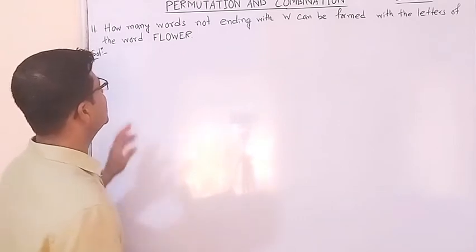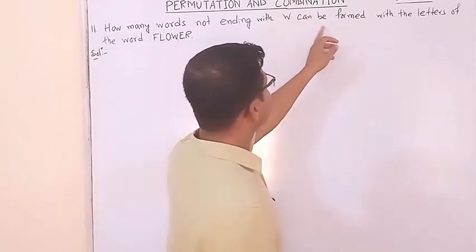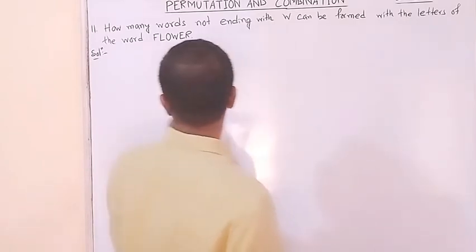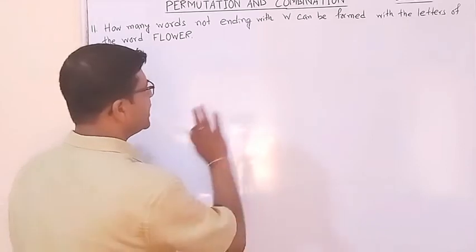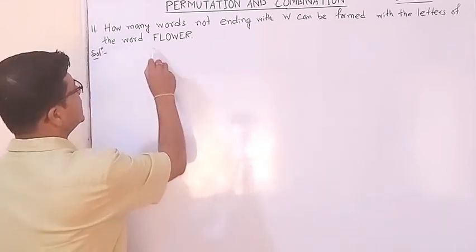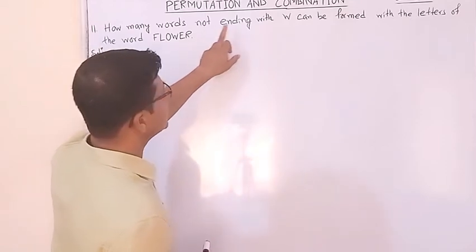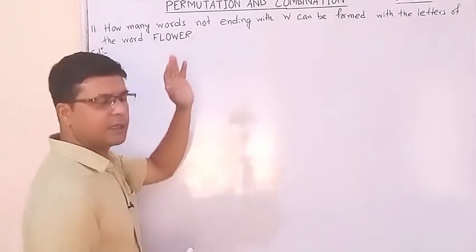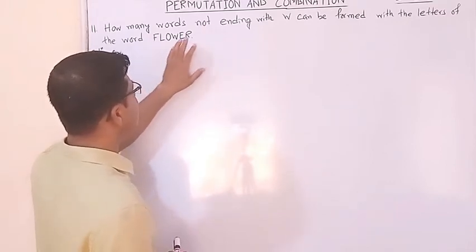Okay. Now my beloved students, we have taken question number 11. Let us read the question. How many words not ending with W can be formed with the letters of the word FLOWER, F-L-O-W-E-R? Now, if there is no condition, how many ways can these letters be arranged? Here there is a condition, the words cannot end with W. But let us suppose that there is no condition, only in how many ways these letters can be arranged.